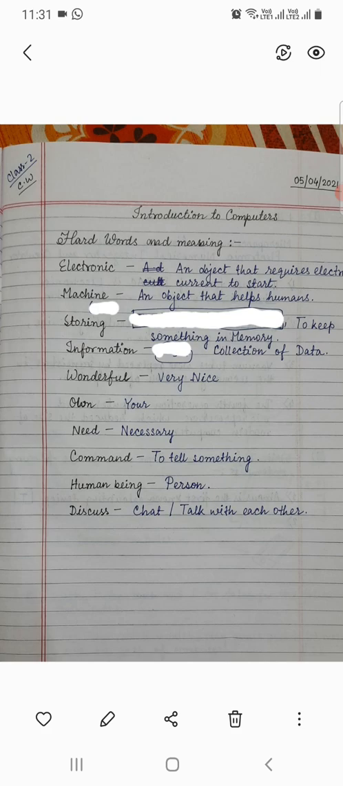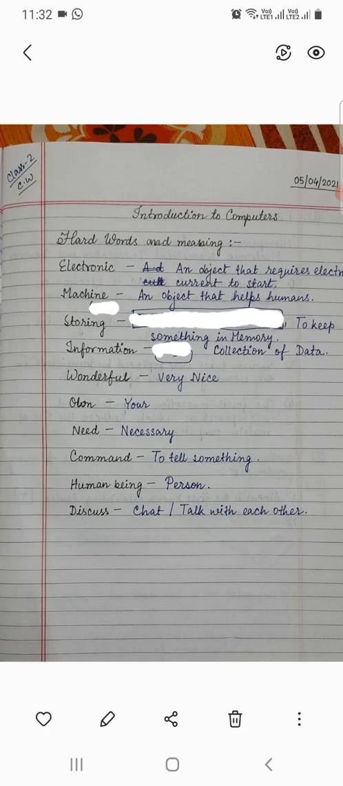So let's start. We have already revised our chapter yesterday, and today we will just discuss those small things, whatever we have, those long answer questions and hard words in this chapter. Then we will discuss the question answers. That means we will do our classwork.